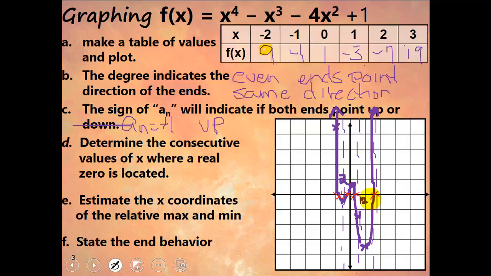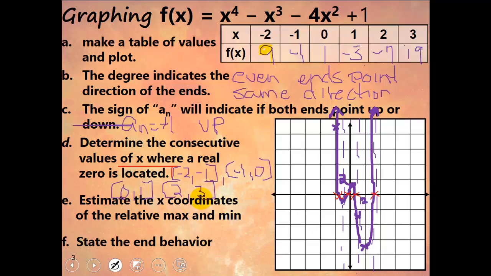So this is going to be between negative 2 and negative 1. I can tell from my table too, because I go from positive to negative, so I had to cross through 0. It's going to cross again between negative 1 and 0, because I go from negative to positive. It's going to cross between 0 and 1. These are x values. And then it's going to cross again between 2 and 3.